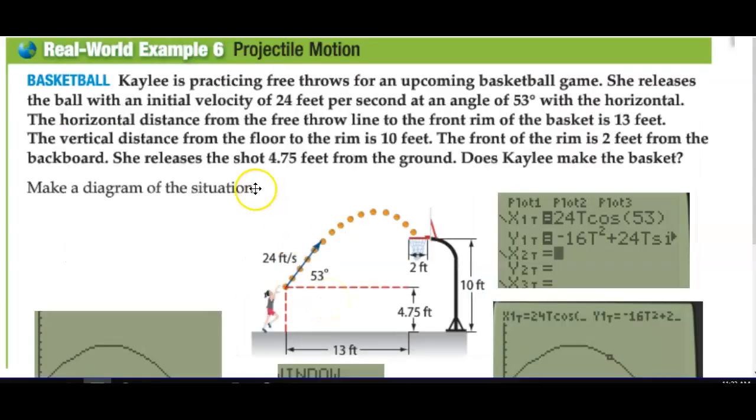All right, so here's an example. It says Kaylee's practicing free throws for an upcoming game. She releases the ball with a velocity of 24 feet per second. That is, okay, where's my pen? This would be v sub 0. At an angle of 53 degrees, this is going to be theta. And the horizontal distance from the free throw line to the rim is 13 feet. The vertical distance is 10. The front of the rim is 2 feet from the backboard. She releases a shot 4.7 feet from the ground. So this is h sub 0. And then we want to know, does she make it?